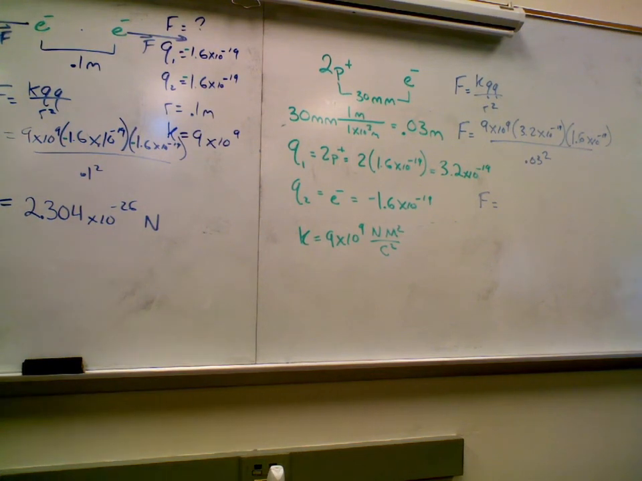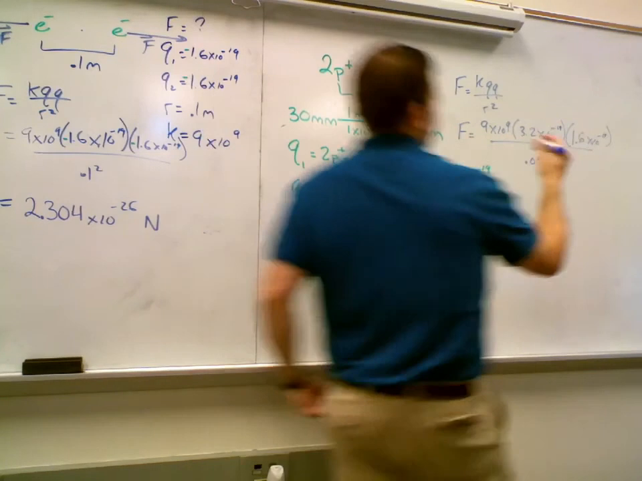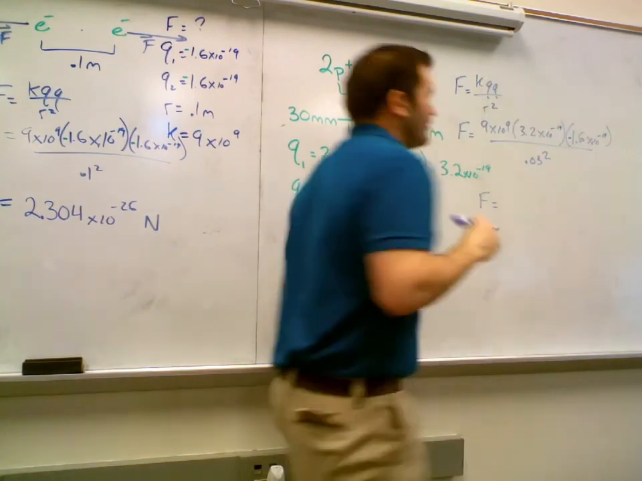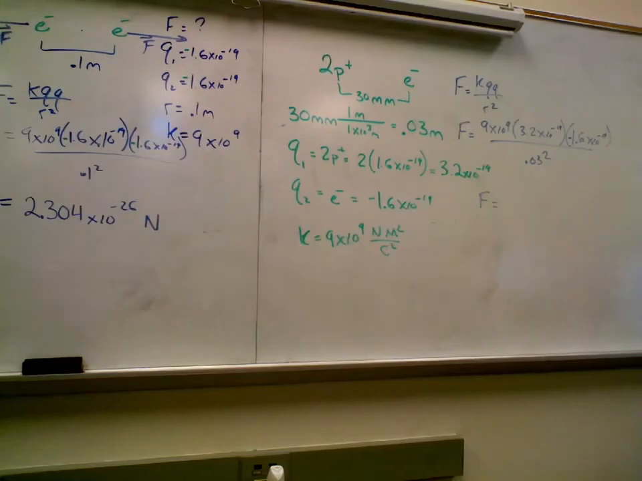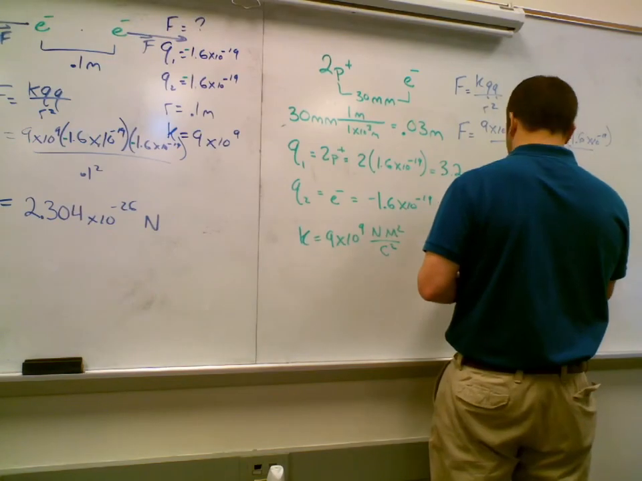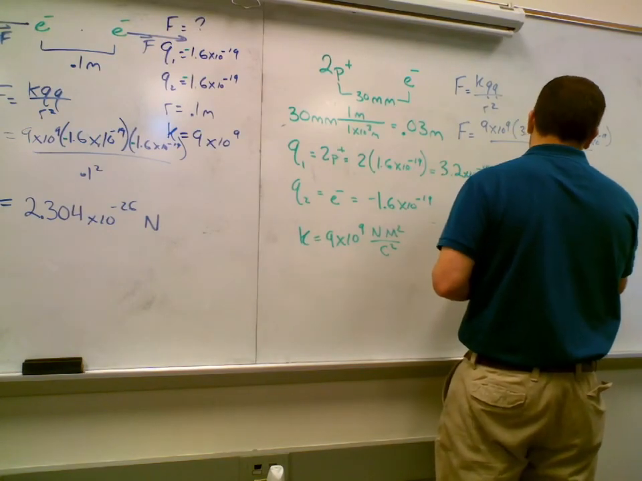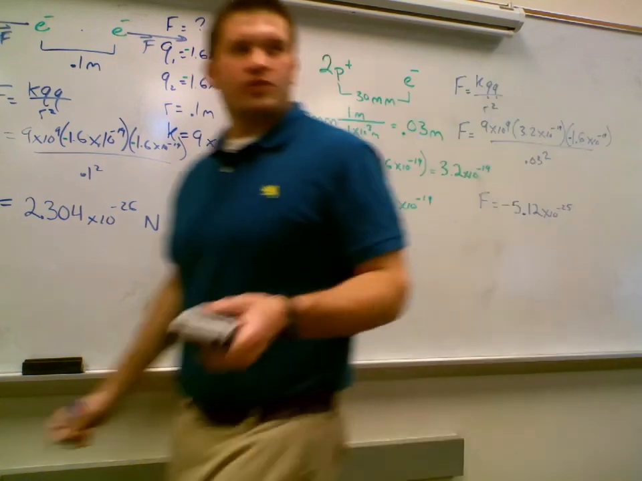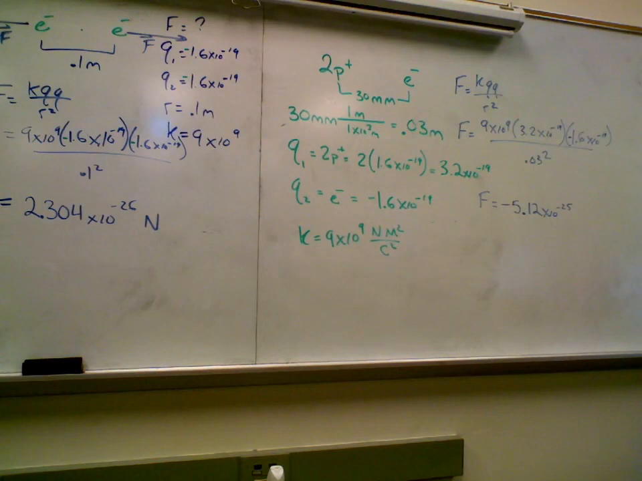Okay, so what do we get for our force? I got 4.6 times 10 to the negative 28. Oh, wait, I forgot to divide. Now I got 5.12 times 10 to the negative 25. Don't forget the negative on the electron, guys. Is it positive or negative? Negative. So the force is a negative 5.12 times 10 to the negative 25th newtons.